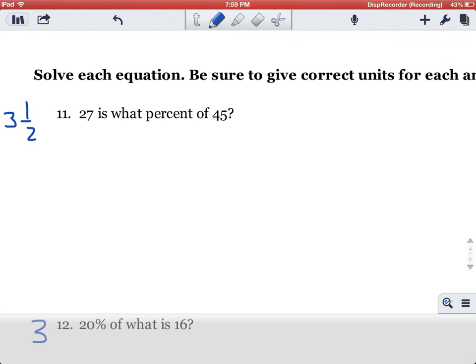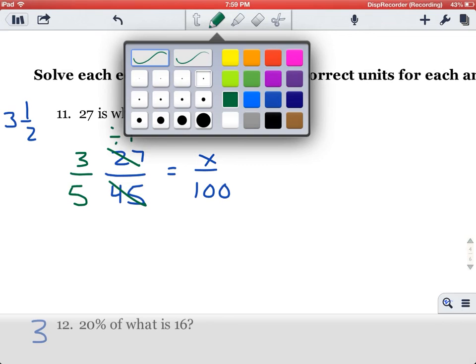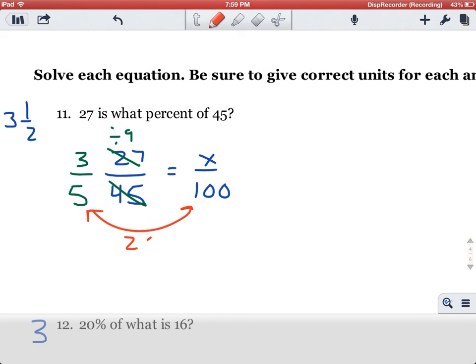These last few problems are is over of problems. So for number 11, 27 is of 45. We're looking for the percent. We can divide both of these by 9. That gives us 3/5. That means we can multiply by 20. Therefore, x is 60%.